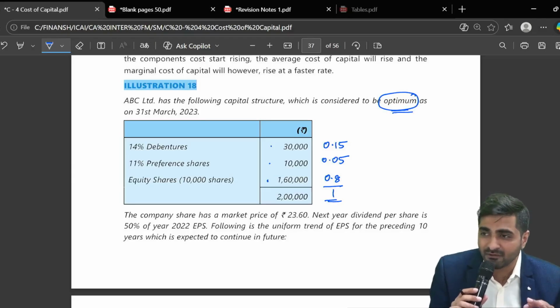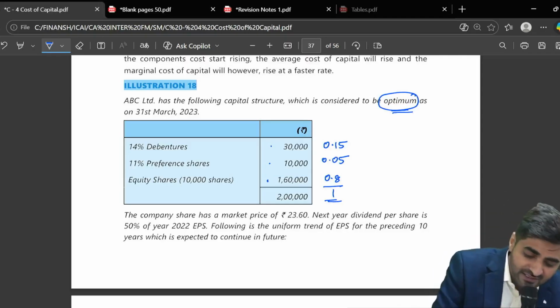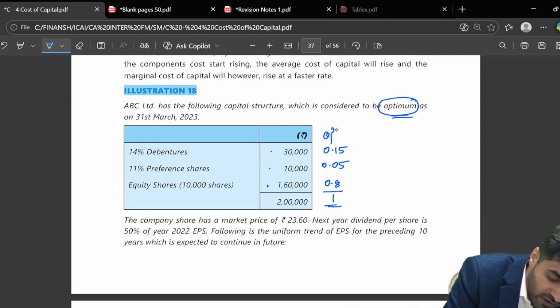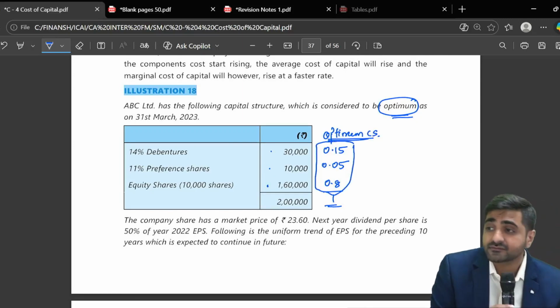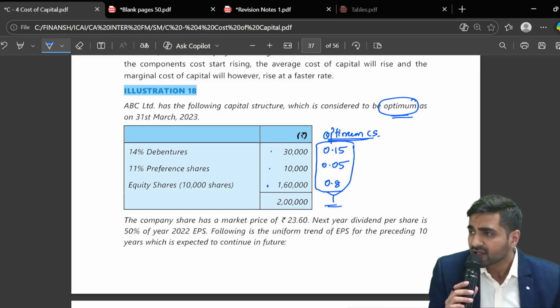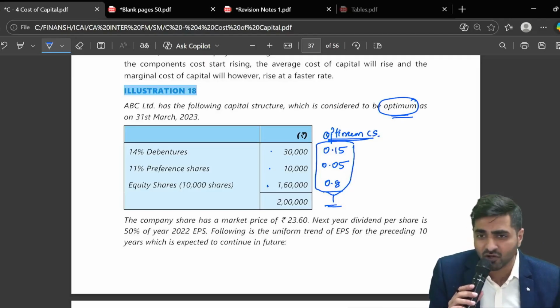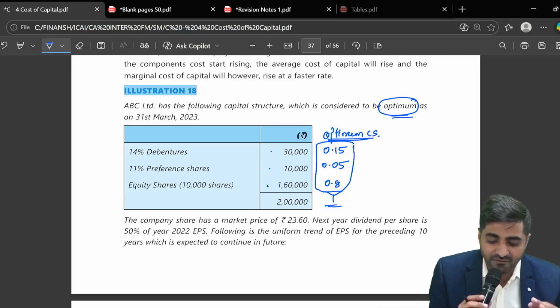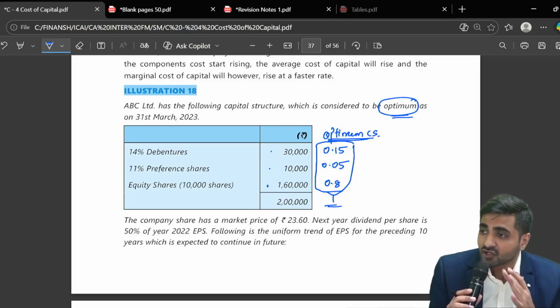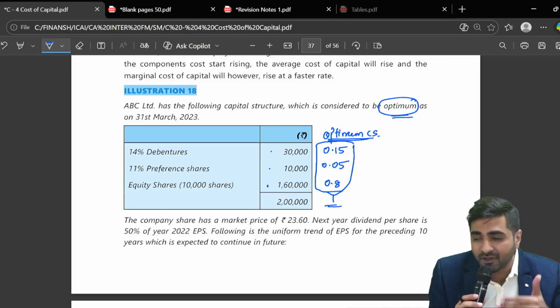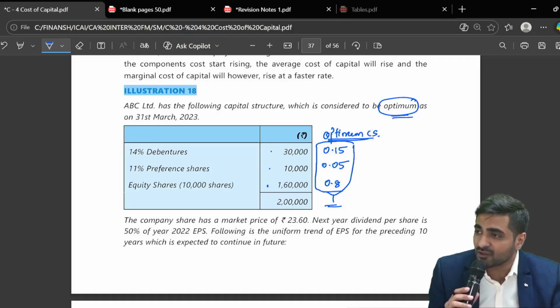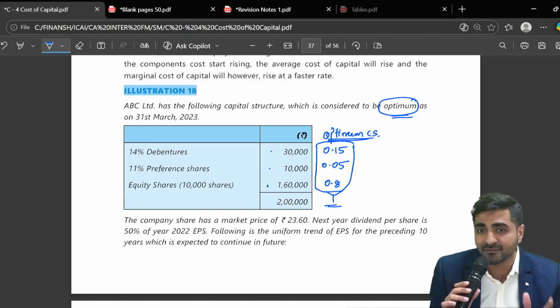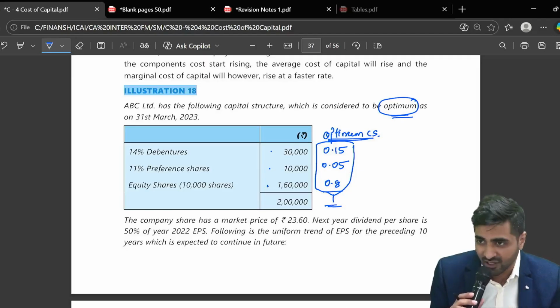Are you all comfortable with this much part? So this is nothing but your optimum capital structure. Are these your optimum weights? Yes or no? Yes, which is 0.15, 0.05 and 0.8. So any single extra rupee which you have to raise will be raised on the basis of these weights only. That is the meaning of optimum capital structure. Are you guys understanding this?